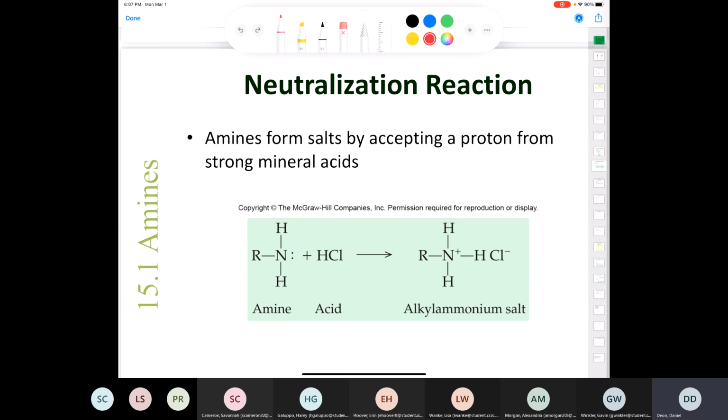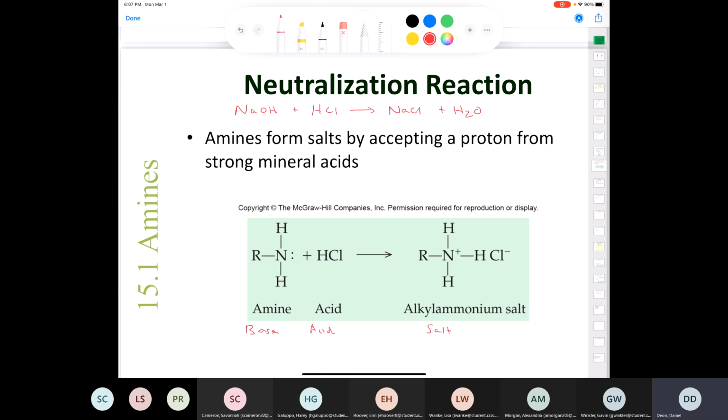Another important reaction that you got to understand is a neutralization reaction of an amine. Think back to your general chemistry. If you took a base, like sodium hydroxide, and you treated it with a strong acid like hydrochloric acid, what happens when you mix an acid and a base? You get a salt, like sodium chloride, plus water. Well, here's the exact same thing. An amine is a base. If we treat it with an acid, what do we end up with? Now here we don't get water, but we end up with a salt. It's an alkyl ammonium salt, but it's still a salt.